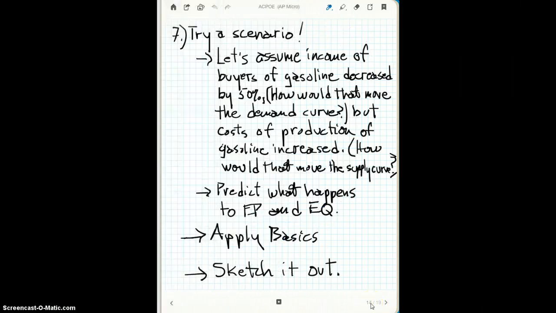Last point is to try a scenario on your own. Let's assume income of buyers in the gasoline market decreased by 50%. That's quite a drop. How would that move the demand curve? To the left or to the right? Would it increase it or decrease it? But let's say at the same time the cost of production for gasoline producers increased. How would that change move the supply curve, to the left or to the right? Finally, predict what happens to equilibrium price and equilibrium quantity. Apply your basics, and when in doubt, sketch it out.